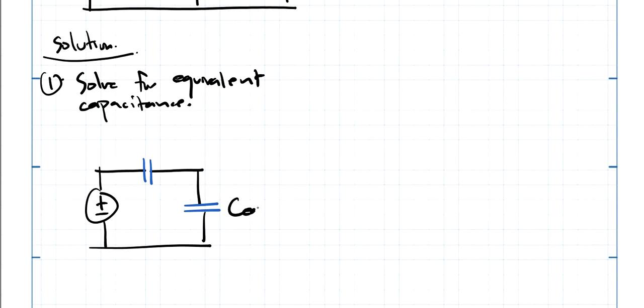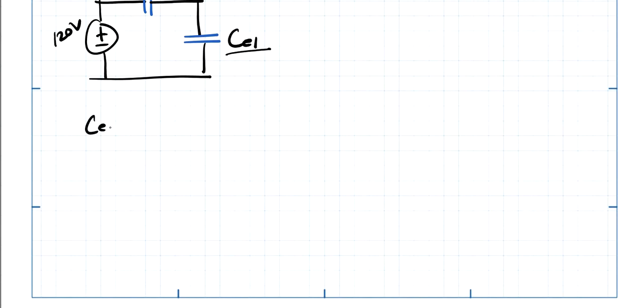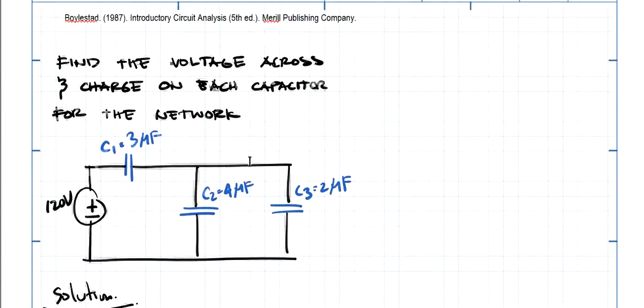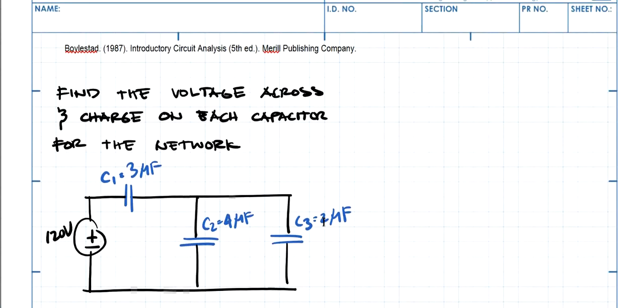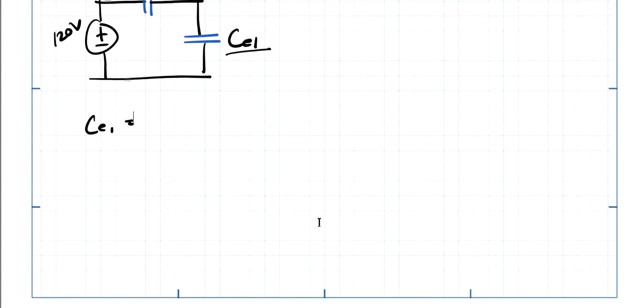So C equivalent, or CE1, let's just write CE1, and this is C1, and this is still 120 volts. Okay, so we are going to solve for CE1. Since it's a parallel connection, CE1 is just 4 plus 2. So C2 plus C3 is 4 plus 2, and that is equal to 6 microfarads.